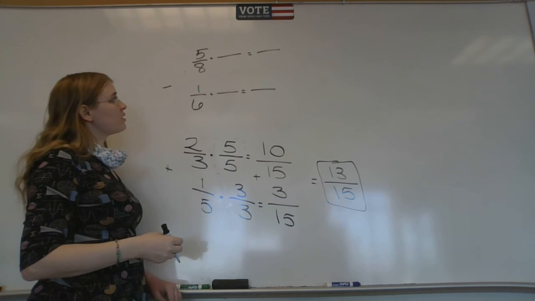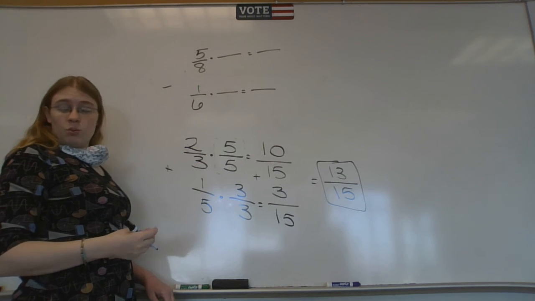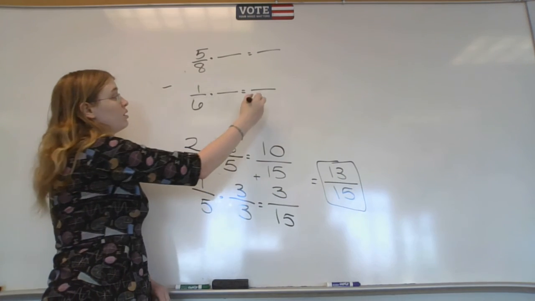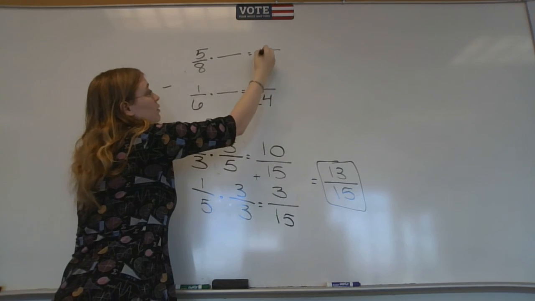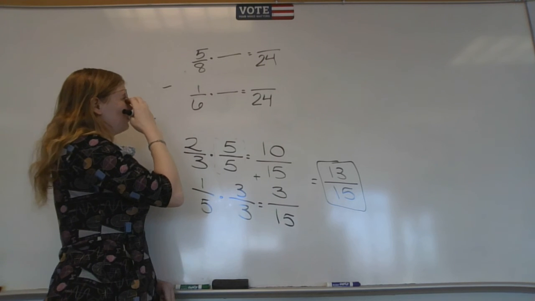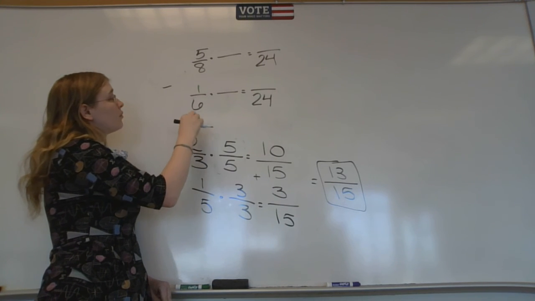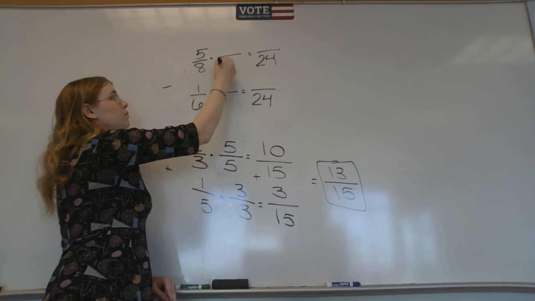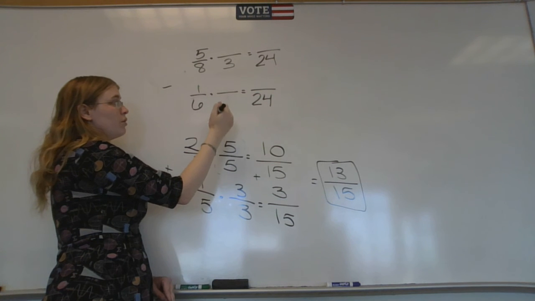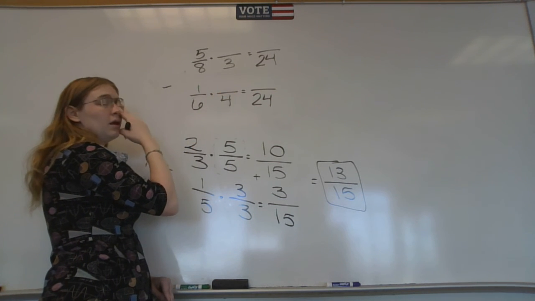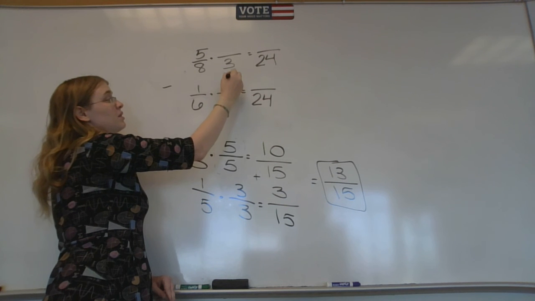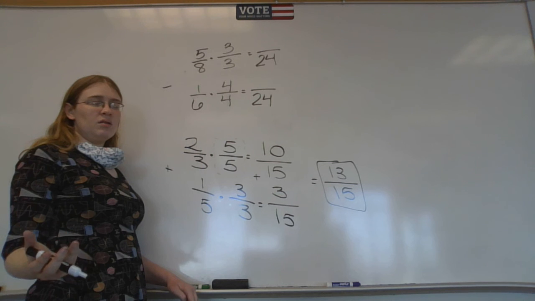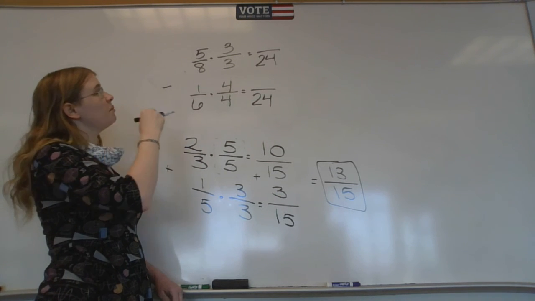Five eighths minus 1/6. So again, we found the least common multiple of 8 and 6. We said that it was 24. Okay. 8 times what equals 24? 3. 6 times what equals 24? 4. And then the number on top always has to be the same. That's how you're multiplying it by 1, so the value stays the same.